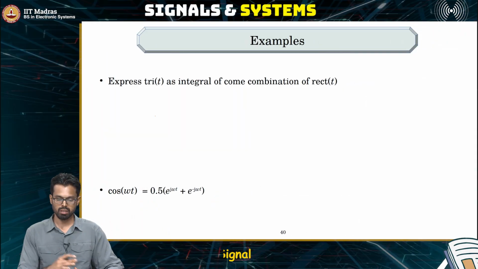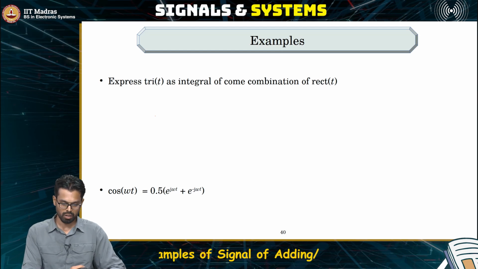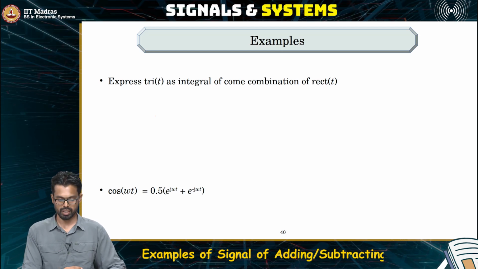So let's continue where we left off. We saw signal addition, signal subtraction, and multiplication, and then some other manipulations like time shifting and time scaling. We'll end this with a small example, and then we'll move on to the next module.